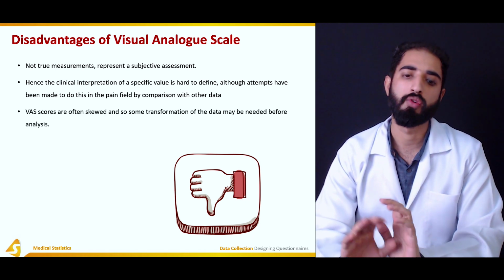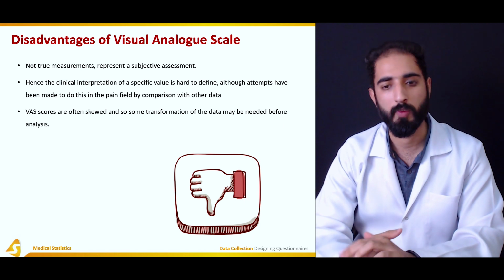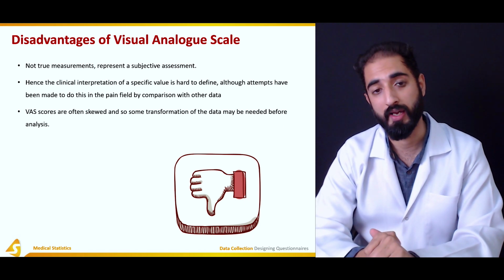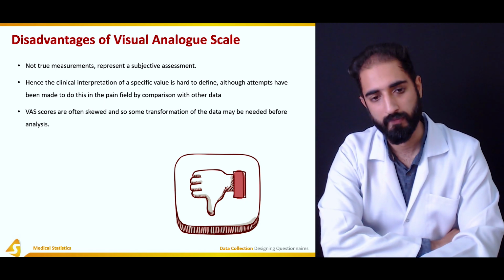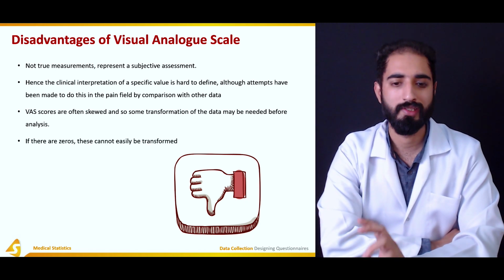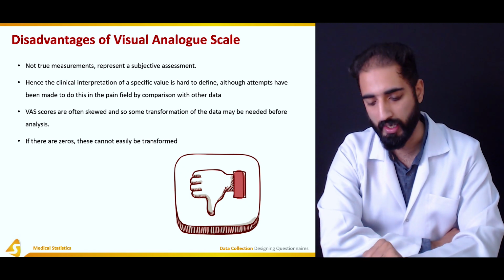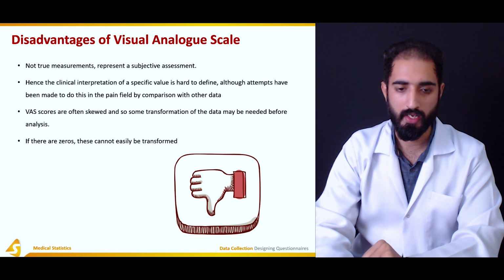Visual analog scale scores are often skewed, and so some transformation of the data may be needed before analysis for applying the parametric tests. If there are zeros, these cannot easily be transformed, and it may actually cause a problem in terms of analysis.